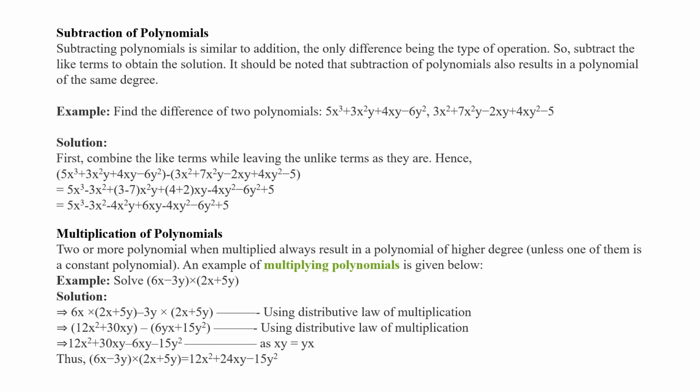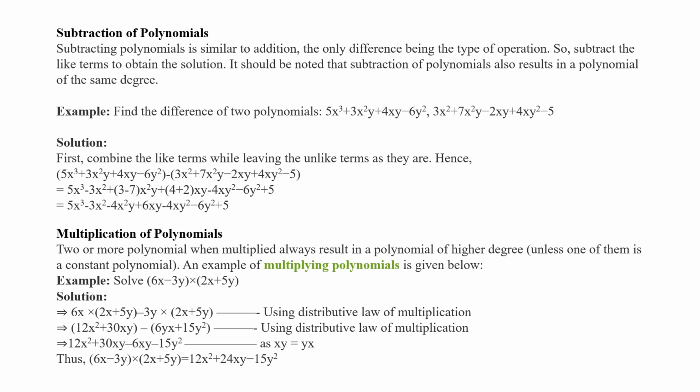Next, minus is given. Open the bracket: minus 3y into 2x. Minus 3 into 2 is 6, and y into x is xy. Then minus 3y into 5y: 3 into 5 is 15, and y into y is y square. It is similar to x into x is x square, y into y is y square, z into z is z square.